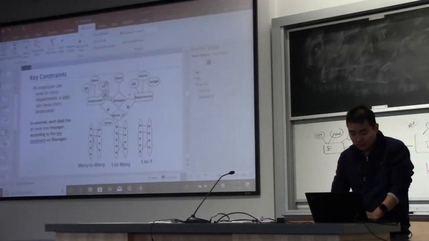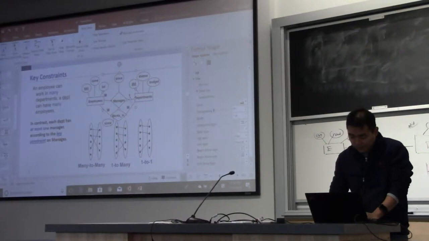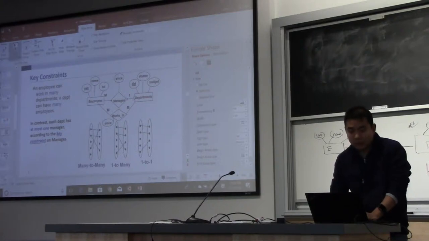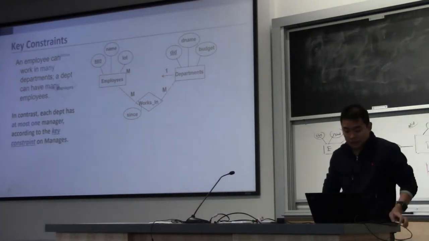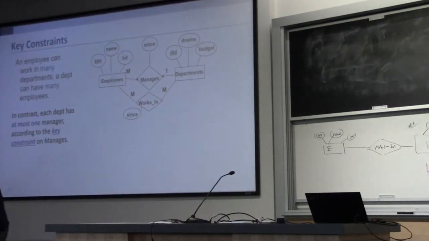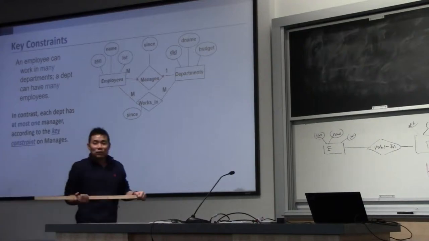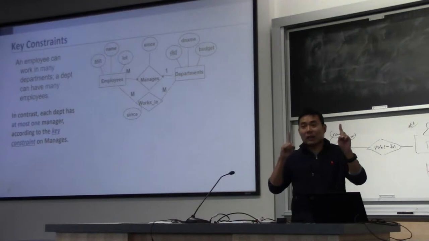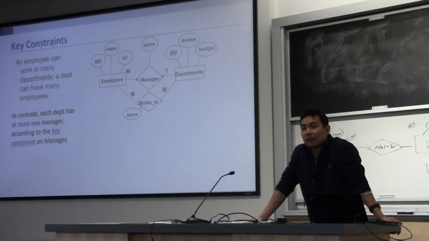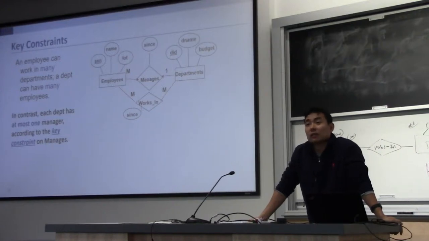What if I do this? What happens? Someone help me out? Arrows on both ends. It's still valid. Go ahead. Is it one to one? One to one, excellent. But translate that to English. Every employee can be a manager of at most one department, and every department has one manager. Yes. If an employee is a manager, you can be a manager of at most one department. And if a department has a manager, you can have at most one manager.